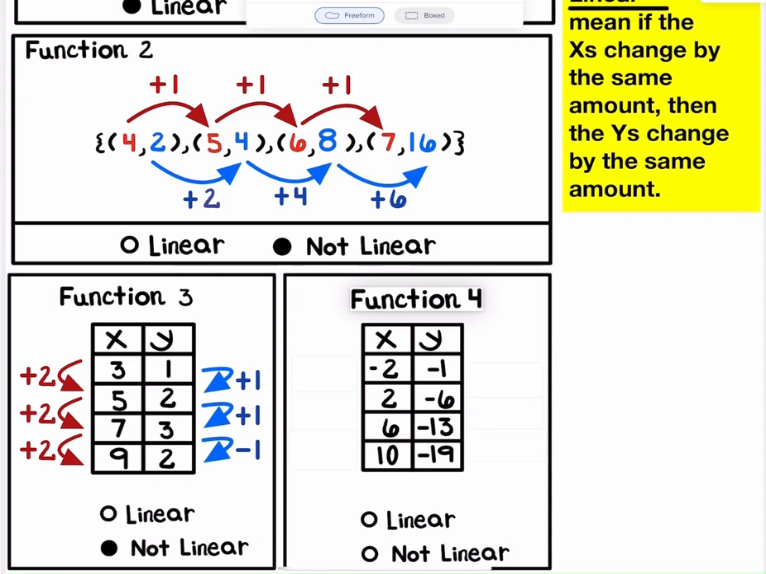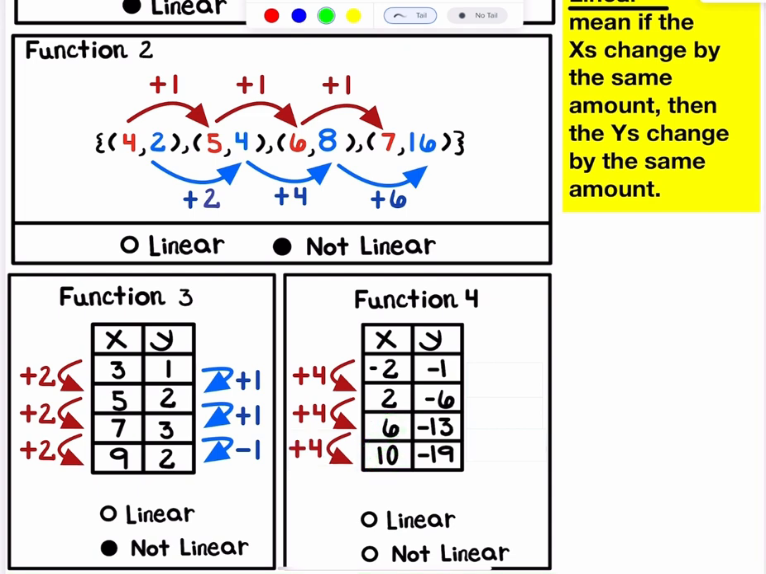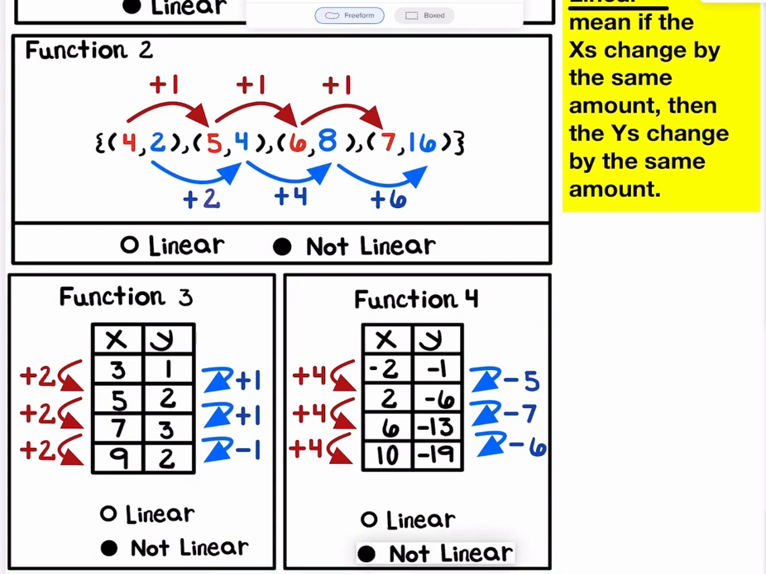Last example is function 4. If the change in x's are the same, then the change in y's need to be the same. So to move from one x to the next, I would need to add 4. Now to get from -1 to -6, I would need to subtract 5. And to get from -6 to -13, I would need to subtract 7. Ultimately, we can see that the change is not the same before we even get to the subtract 6. So function 4 is not linear.